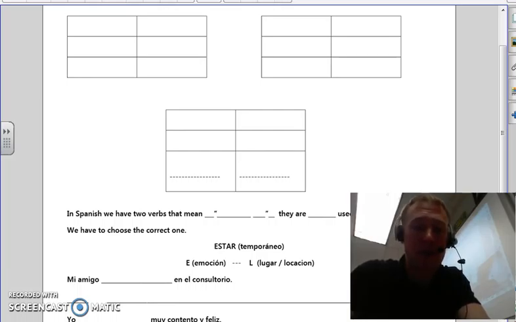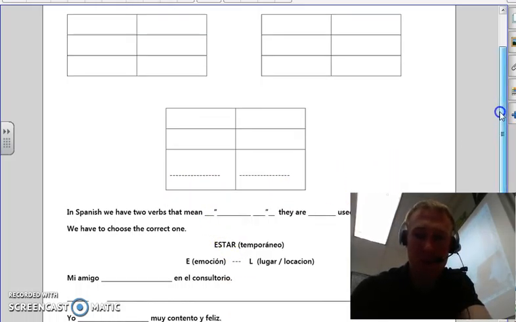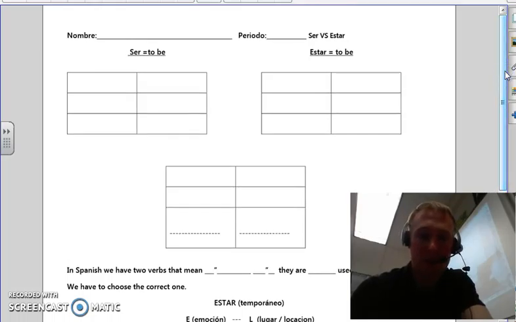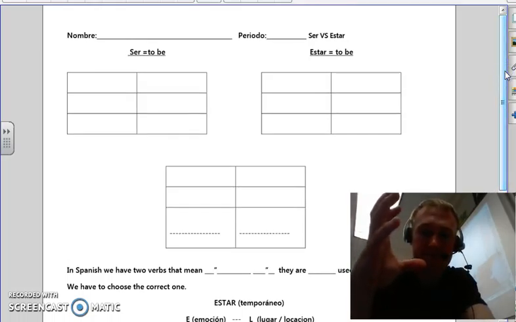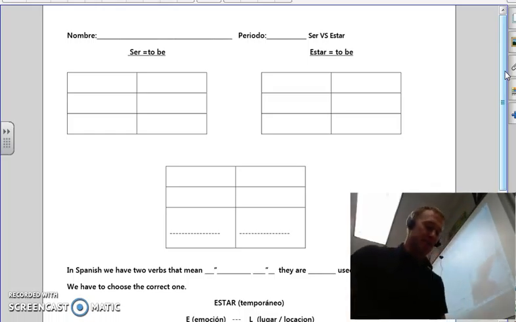Hoy vamos a aprender de ser y estar. And although you already know most of this, we're going to put it all together. Okay? Ser y estar. So let's go to our note sheet here.